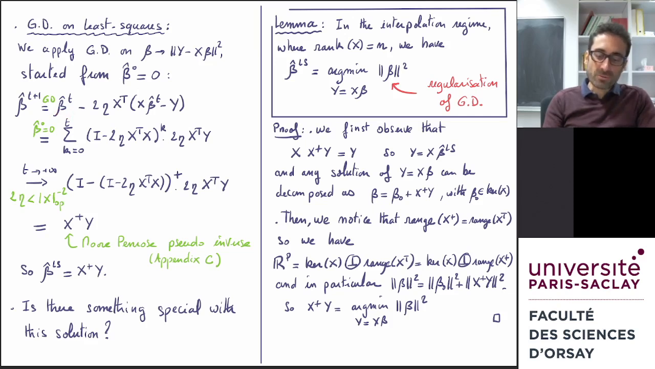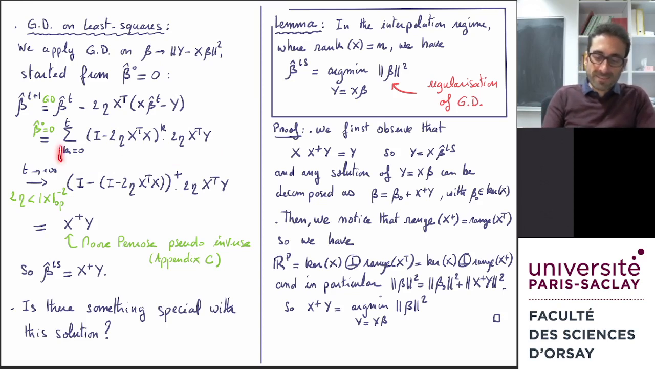What you can do is an induction. And if you do an induction, by using the fact that you start from 0, you end up with this formula after t plus 1 steps of gradient descent. This is a simple exercise. You can check it by yourself.